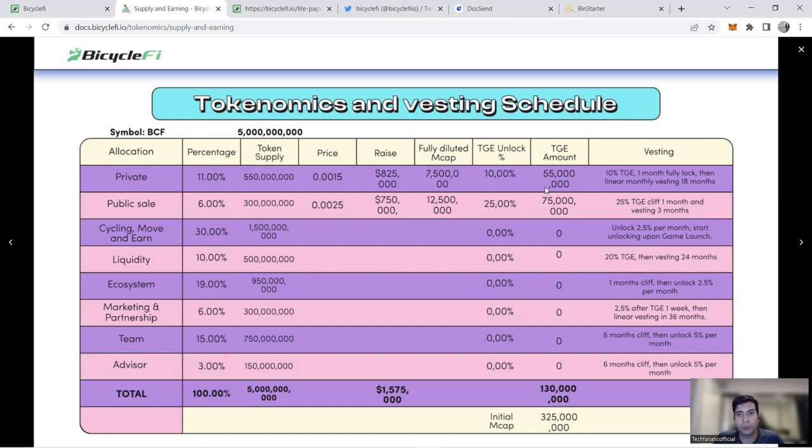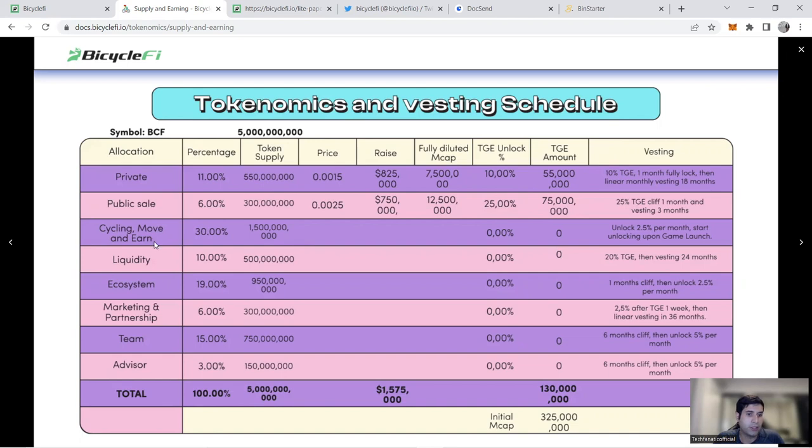It has a schedule of 10% unlock on token generation event, 1 month lock, and a linear monthly unlock for 18 months. The public sale token will have the price of 0.025. So it is 70% more expensive than the private round. However, the unlock schedule is shorter and more aggressive. So you will get all your tokens within 4 months because there's a 25% monthly release of the token. And they also have a higher valuation.